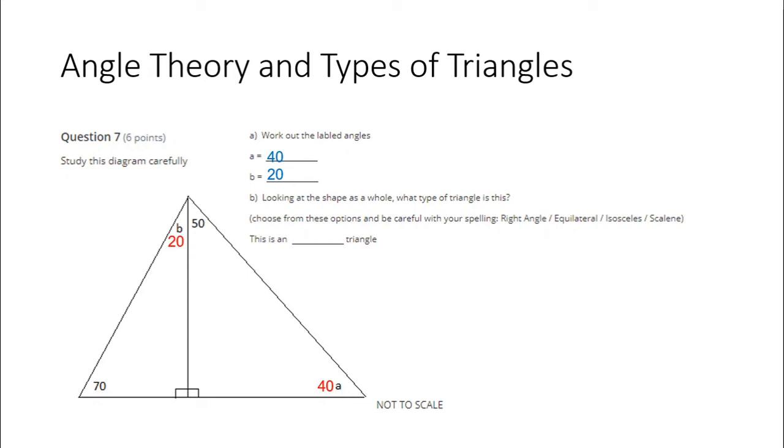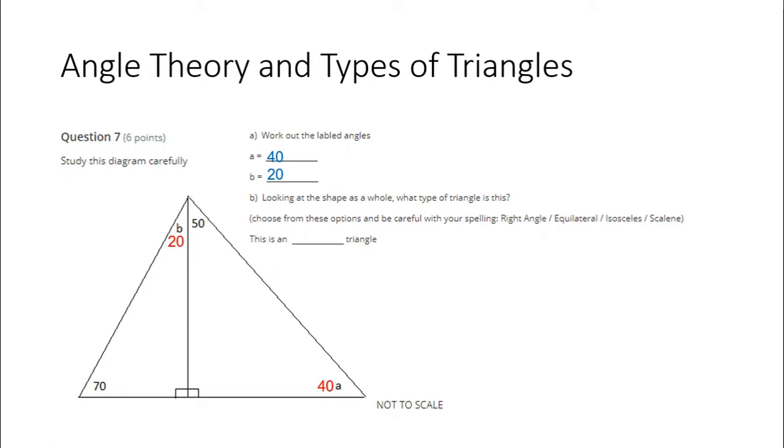The next part of the question asks us to look at the whole triangle as one big triangle. So this is one side of the triangle, this is the second side, that's the third side of the triangle. And it asks us to decide if it's a right angle triangle. Now let's look at this. Does it have any 90-degree angles? That's 40, that's 70, and that there 20 and 50, that doesn't make 90. That's not a right angle triangle.